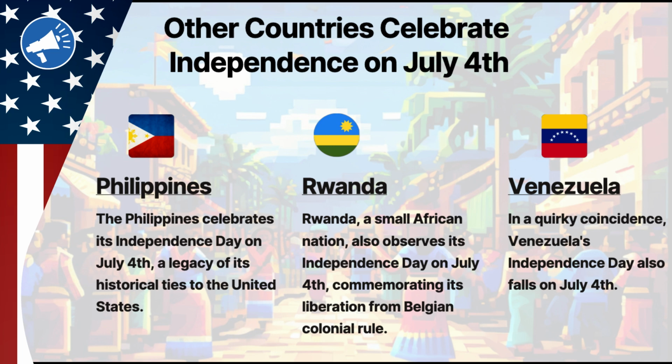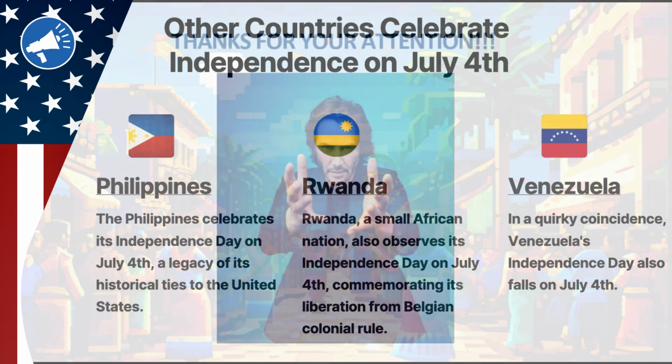Other countries celebrate independence on July 4th. The Philippines, for instance, celebrates its independence on July 4th for its historical ties to the United States. Rwanda also observes its Independence Day on July 4th to commemorate its liberation from Belgian colonial rule. Venezuela, as a coincidence, also celebrates its independence, which falls on July 4th.